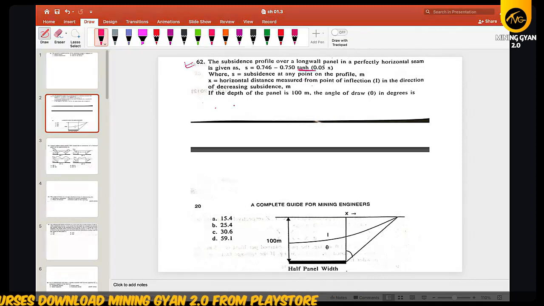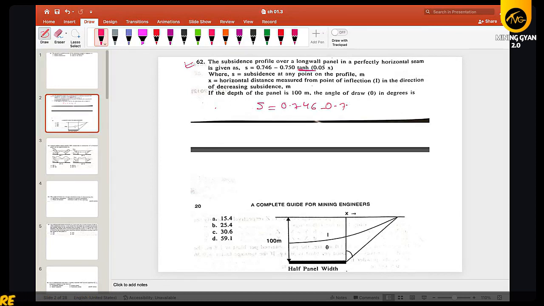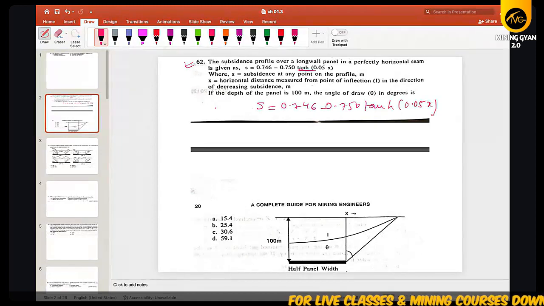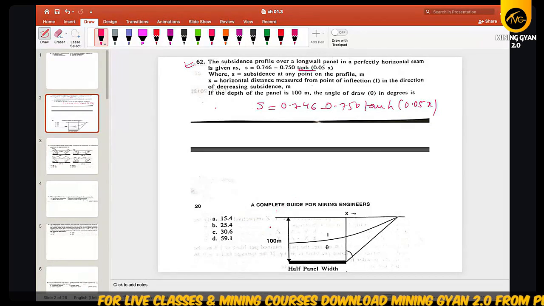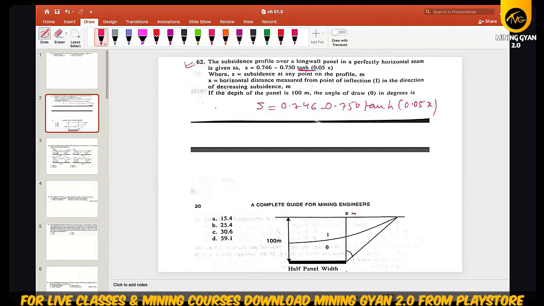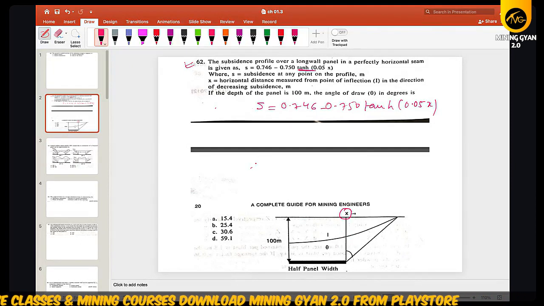So in this question, he has given us the subsidence as equal to 0.746 minus 0.750 tanh 0.05x. So point x है ना, so let the distance of the point x from the point of inflection I, ये subsidence को हम 0 मान लेते हैं. Subsidence let 0.